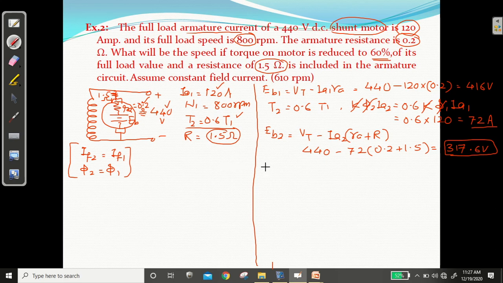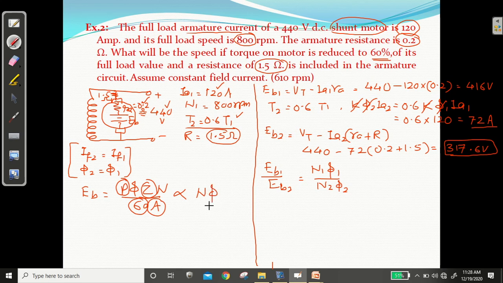Then we know EB1 upon EB2. What is EB1 upon EB2? K1 phi1 N1 upon K N2 phi2, because we know the EMF equation. What is the EMF equation? EB equal to P phi ZN upon 60A. Here P is the number of poles, Z the number of conductors, and A the number of parallel paths; all are constant. So we can say EB is proportional to N and phi. EB changes with the change of N, speed, and flux. So EB1 is N1 phi1, EB2 is N2 phi2. And in case of a shunt motor, flux will be constant. We have already been given this.